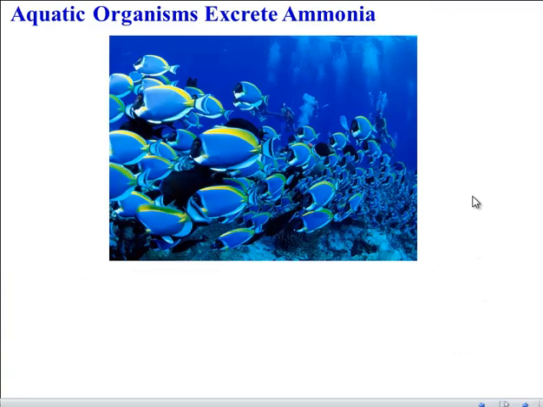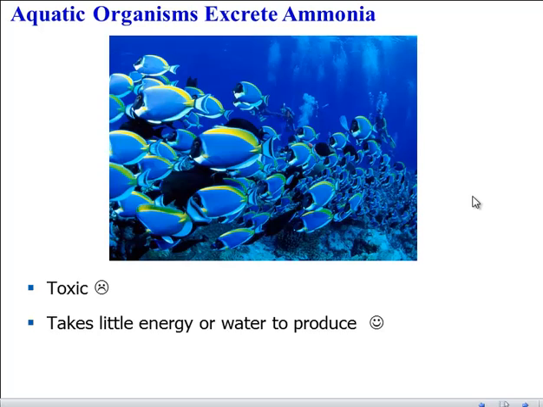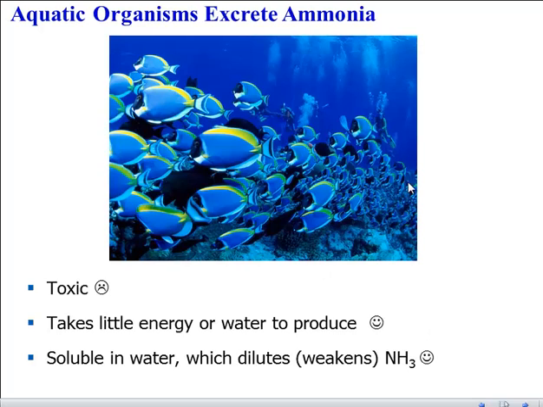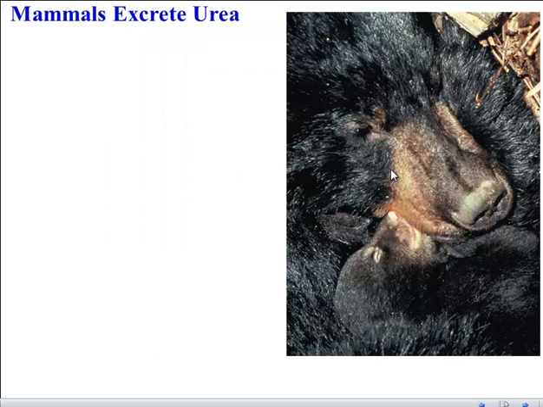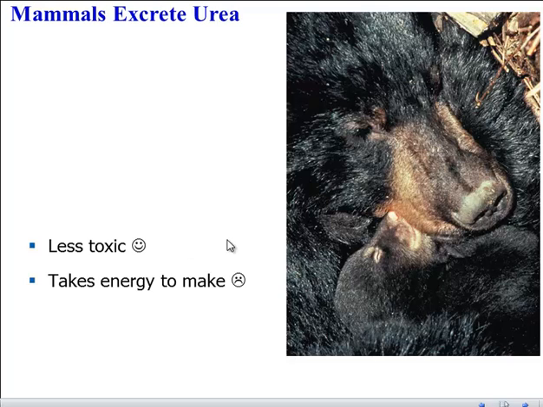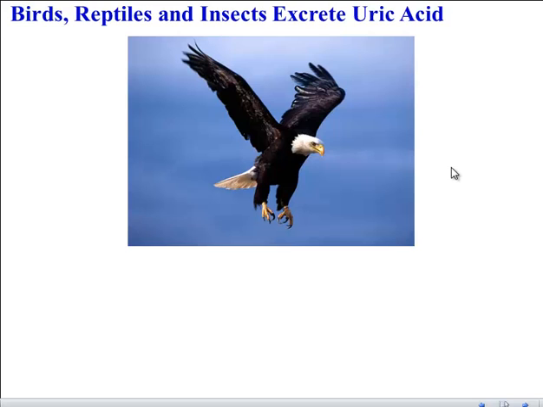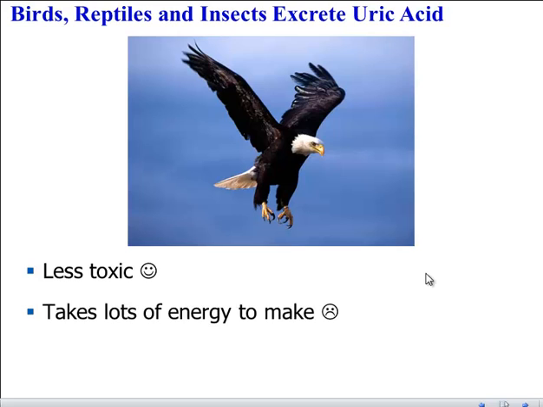And to sum that up, remember that aquatic organisms excrete ammonia, which on the downside is toxic, but on the upside takes little energy or water, and plus, once the ammonia gets released into the water, it becomes weakened. Mammals, like this bear, excrete urea. On the bright side, it's less toxic. On the downside, it does take some energy to make urea, and it does require some water to excrete. As for birds and reptiles, they make uric acid, which is less toxic, yay. Unfortunately, it takes a lot of energy to make.